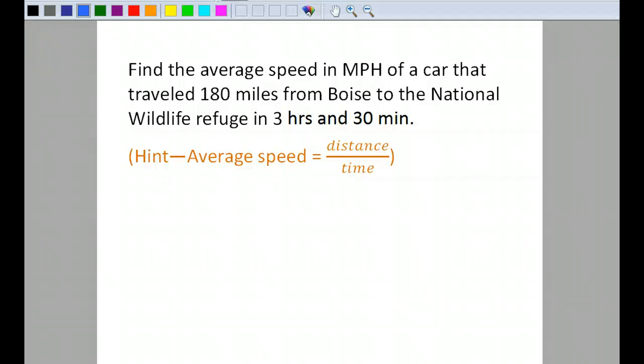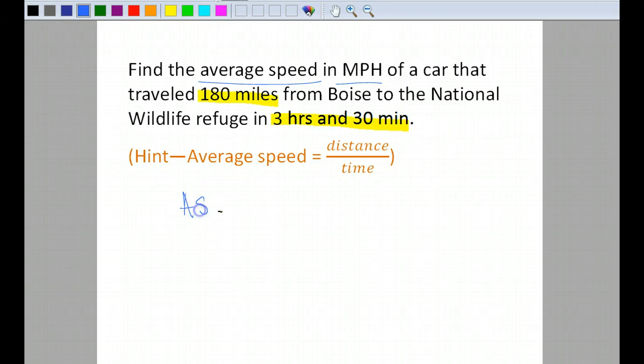So we want to find the average speed in miles per hour of a car that traveled 180 miles from Boise to the National Wildlife Refuge in 3 hours and 30 minutes. First thing, read your problem all the way through. Now we're going to pick out our important information. I think it's important that they traveled 180 miles. I think the time is also important. And if I look down here, I'm going to see that the average speed is equal to the distance divided by time. Oh, and I want to find the average speed, so I'm obviously on the right track.